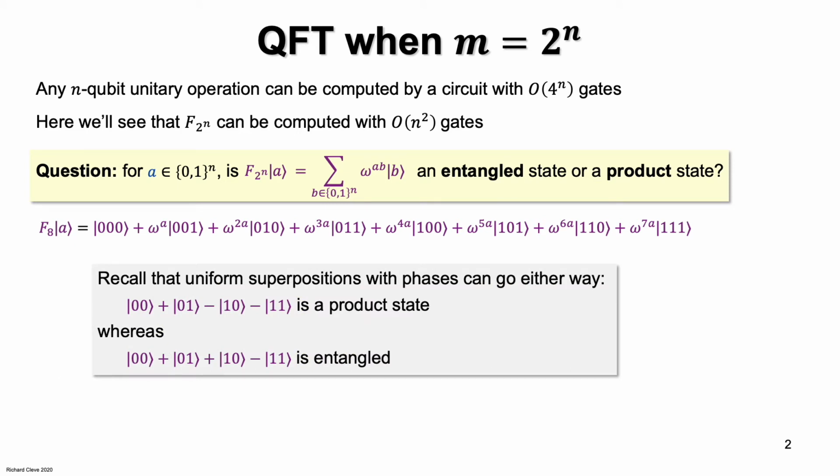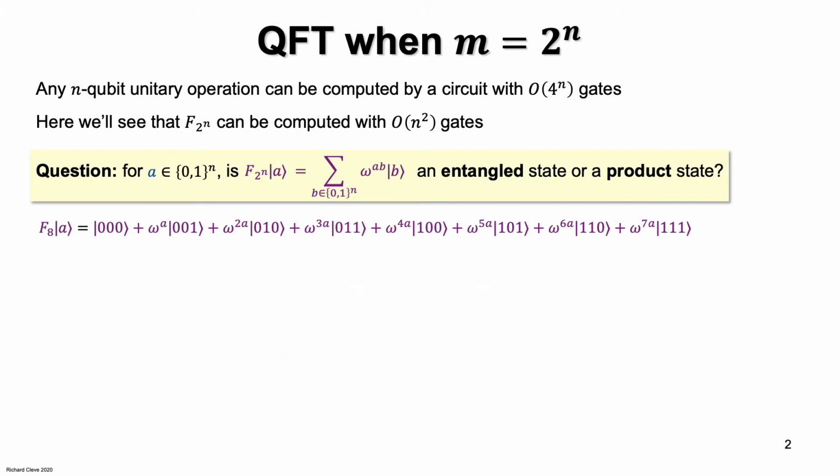Recall that when we have a uniform superposition of computational basis states with phases, it can go either way. For example, this first 2-qubit state is a product state, whereas the second 2-qubit state is entangled. That extra minus 1 makes a huge difference. So, which way does it go for this 3-qubit state? Now, please pause the video to think this question over.